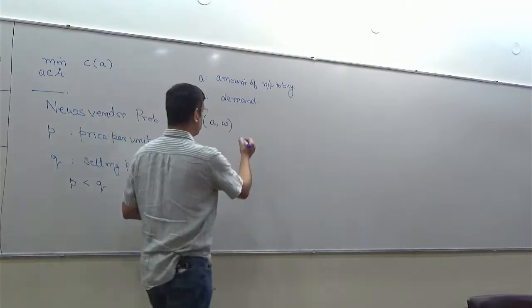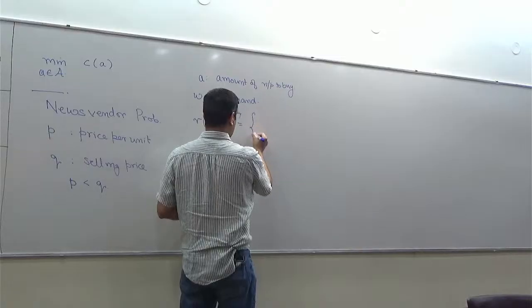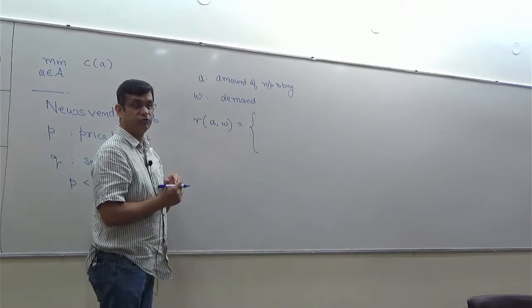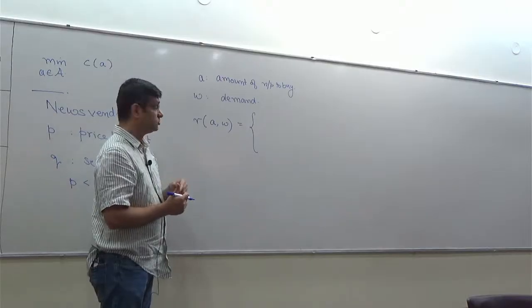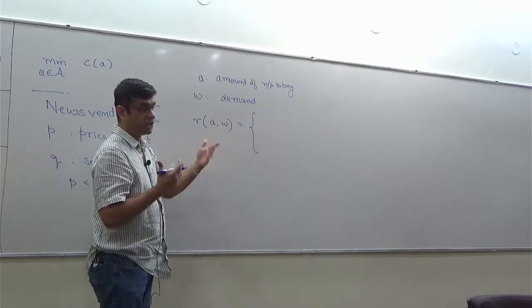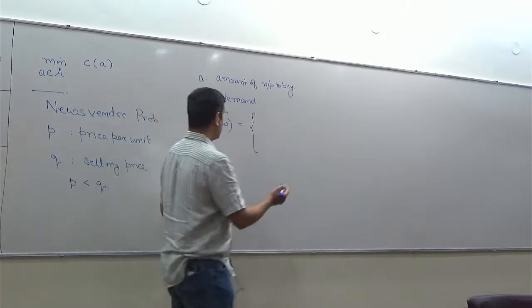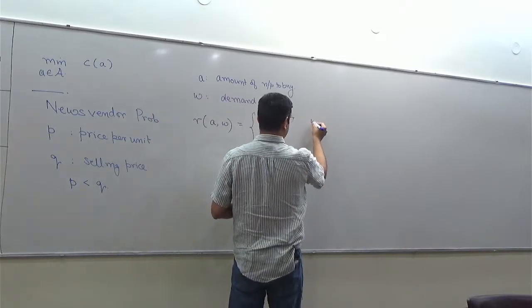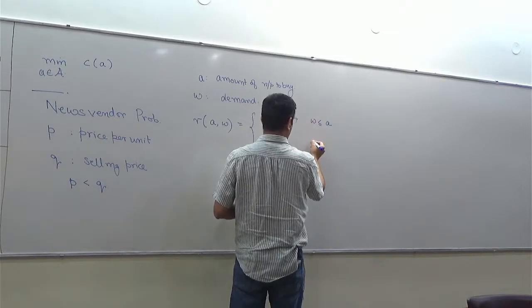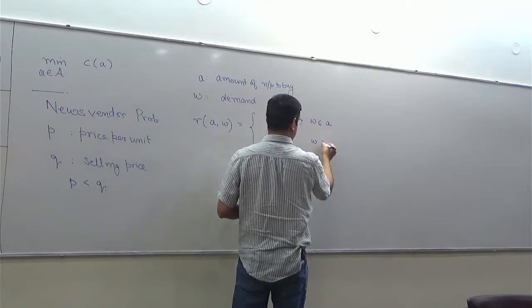And this is going to depend on whether the demand is larger or less than the amount of newspapers the person bought. So if he bought 5 newspapers and 10 people come to the shop, he can only sell 5. Okay. So I'm going to have two cases. Either the demand was less than or equal to A, or the demand was greater than A.